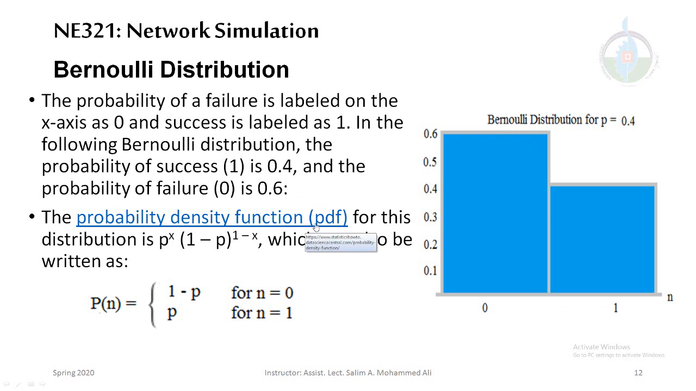The probability mass function for this distribution is discrete. You remember the PDF is not discrete, what is it? It's continuous. So it's going to be equal to probability to the power of x multiplied by inverse probability to the power of 1 minus x, which can also be written as this formula.